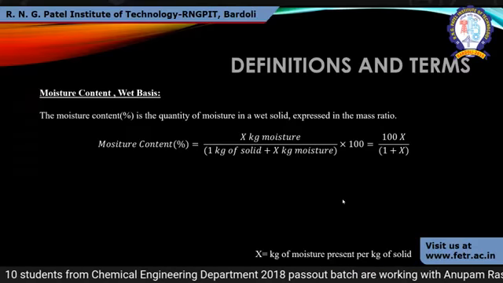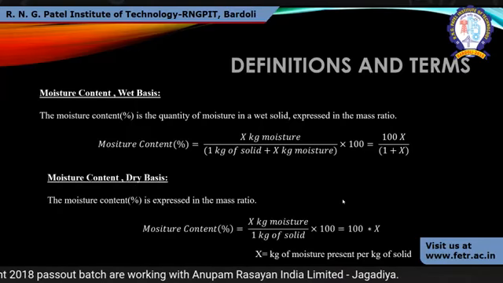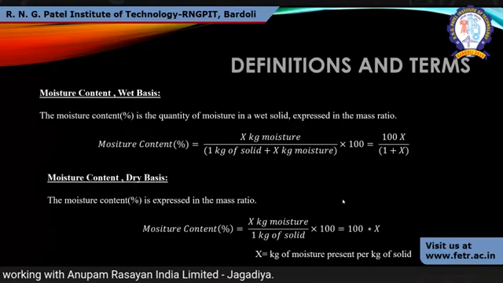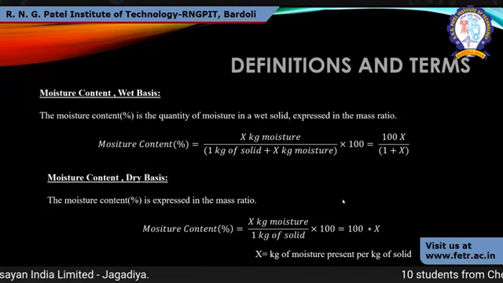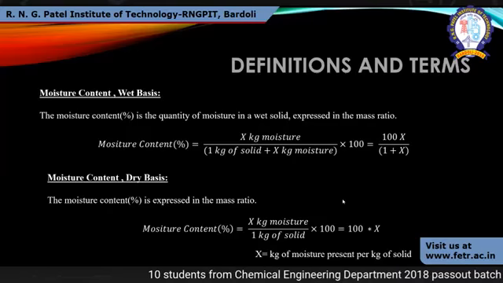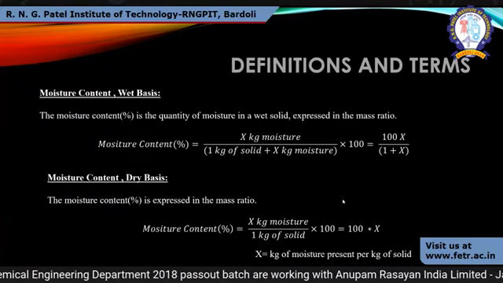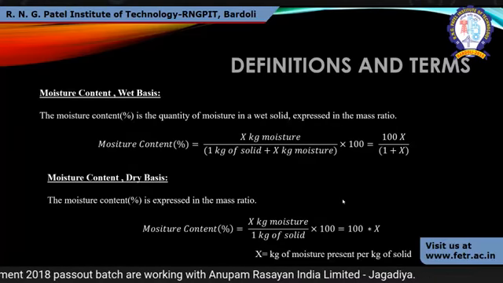Moisture divided by total weight. Okay. Now another term is the moisture content on dry basis. See, one is the mass wet basis, another is the dry basis. In dry basis, what we are doing, we are taking a simple ratio of moisture to the solid.